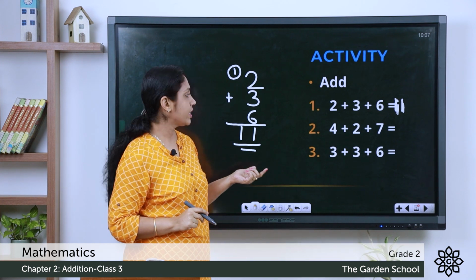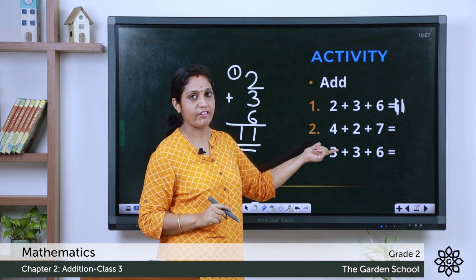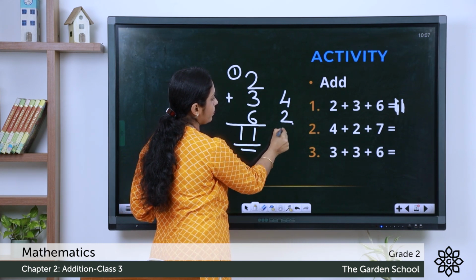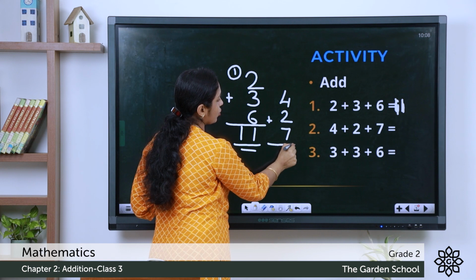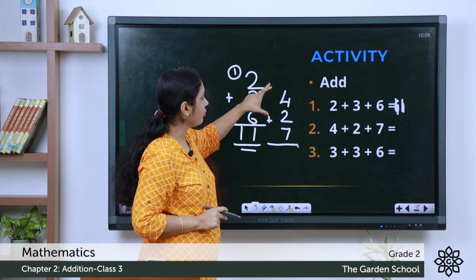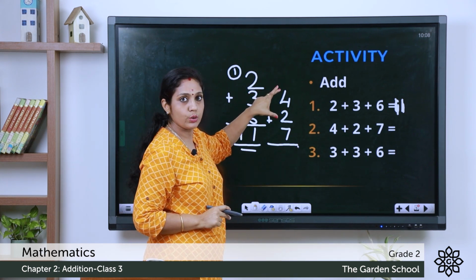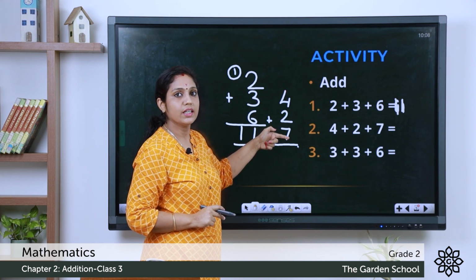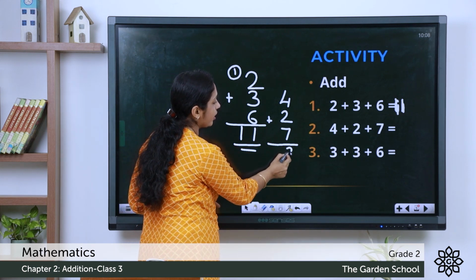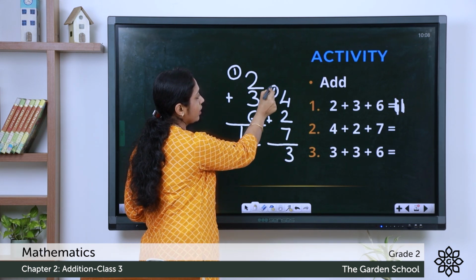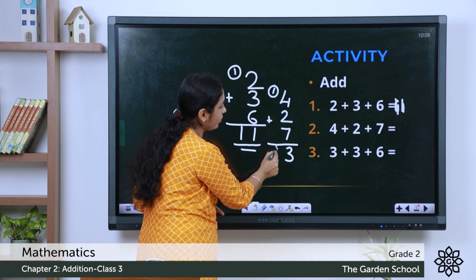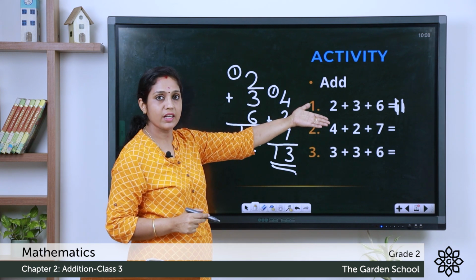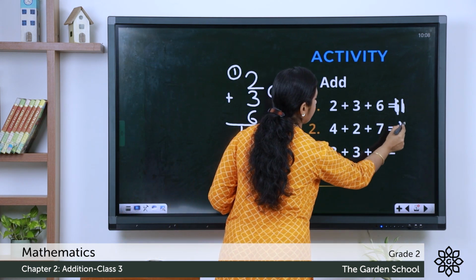Moving on to the second question, 4 plus 2 plus 7. So we'll write it 4 plus 2 plus 7. First we'll add the first 2 digits. We get 4 plus 2 is equal to 6. 6 plus 7 we get 13. So write 3 here and 1 we are going to carry over. Then that one we are going to write down because there are no other numbers in the tens place. So 4 plus 2 plus 7, the answer is 13.